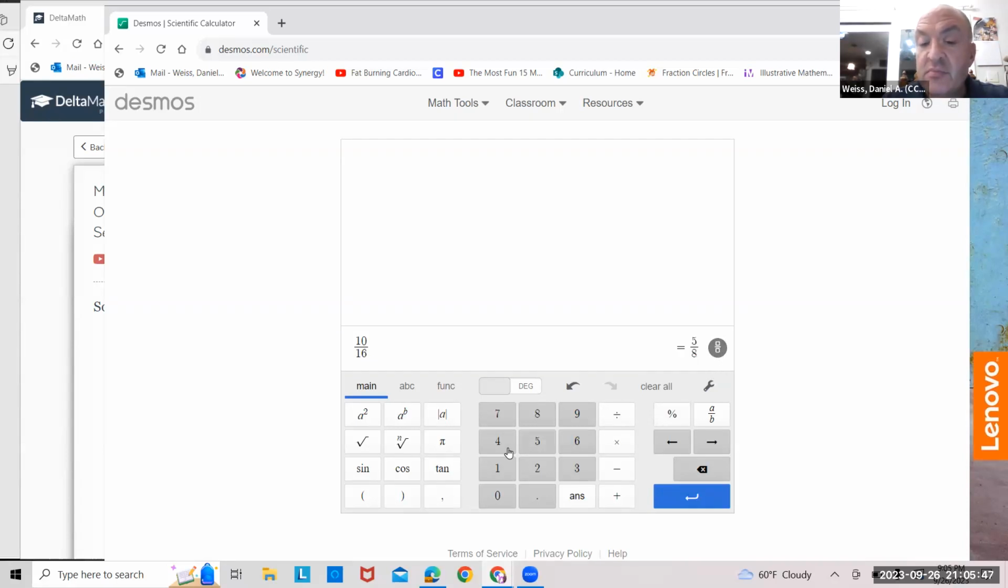If I want 24/36, I hit A over B. I do 24, hit over. On the bottom, I hit 36. And then I hit the convert to fraction key. Boom, 2/3. Please use Desmos.com to help you with reducing fractions.